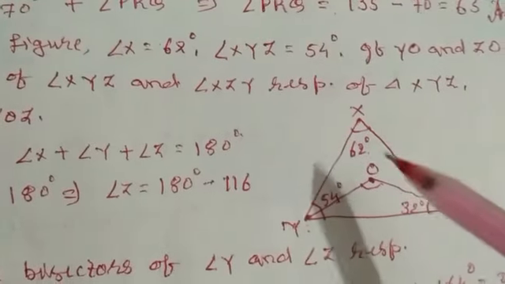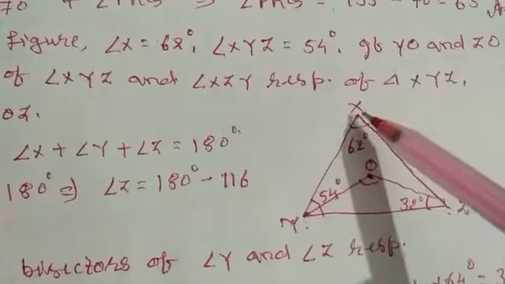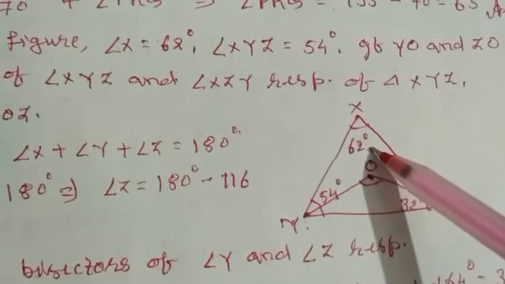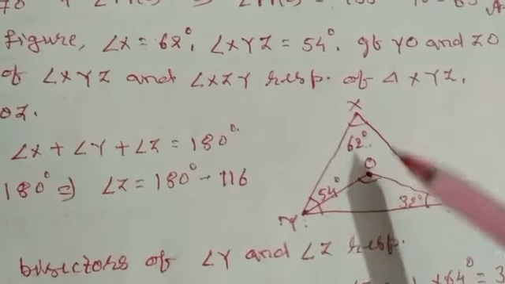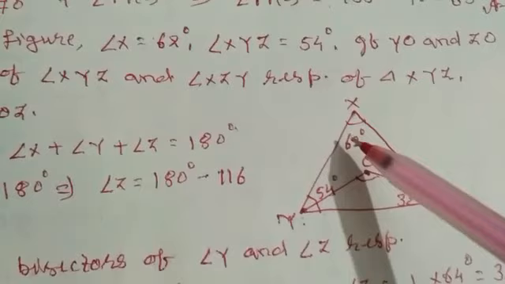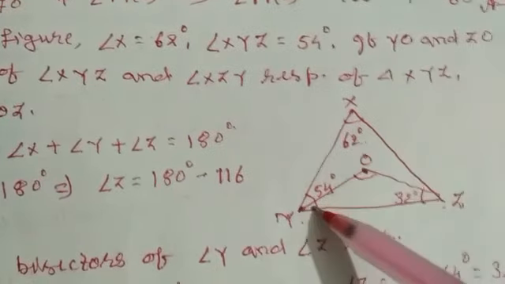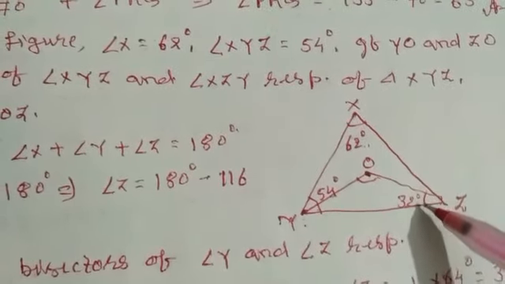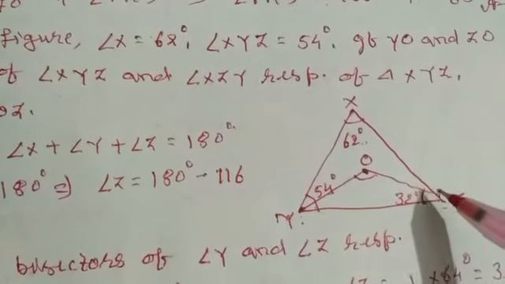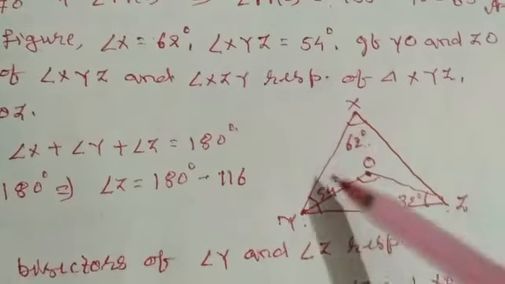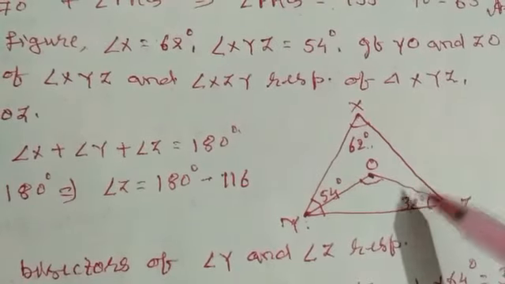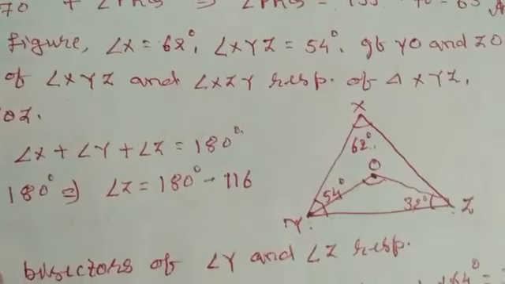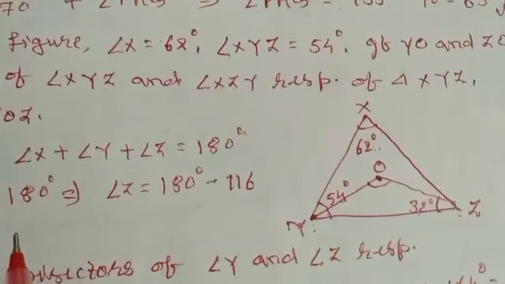So students, in this figure we have angle X is 62 degree, angle Y is 54 degree. So by the angle sum property of the triangle, angle X plus angle Y plus angle Z will be equal to 180 degree, and from there we can find the complete angle Z. So first we will apply the angle sum property of triangle in triangle XYZ.